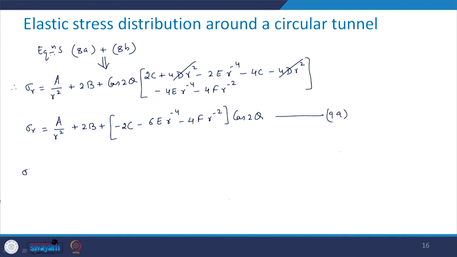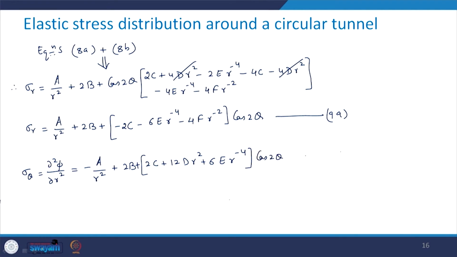Similarly, you will have sigma theta, which was del 2 phi del r 2, that is going to be minus a upon r square plus 2b and plus 2c plus 12d r square plus 6e r to the power minus 4 cos of 2 theta, that is 9b.